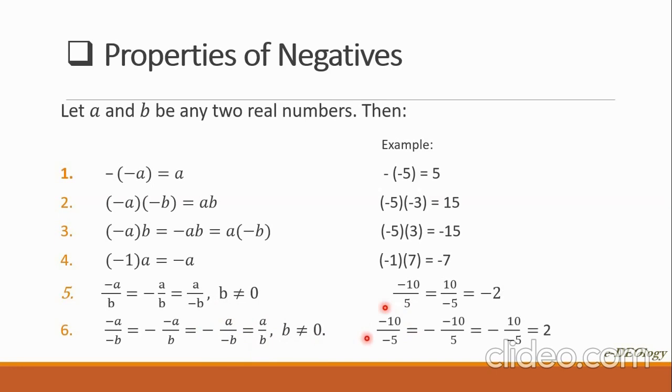One example here is negative 10 divided by negative 5. Or this is the same with the negative of the fraction, negative 10 over 5, which is the same with the negative of the fraction, 10 over negative 5. And for these three problems, the answer is positive 2.